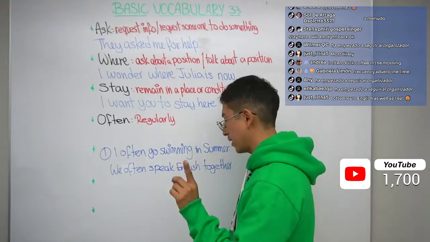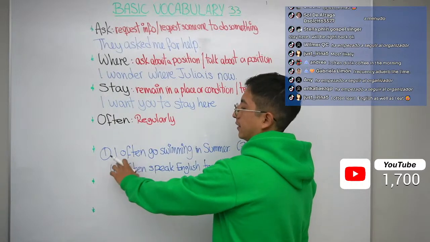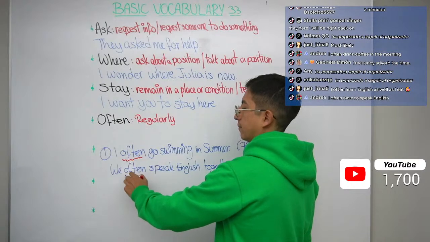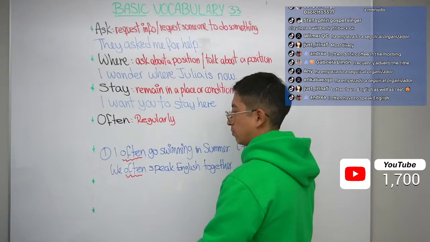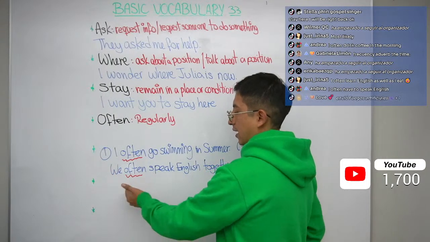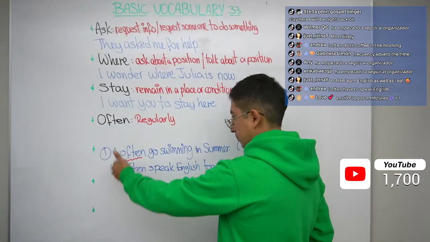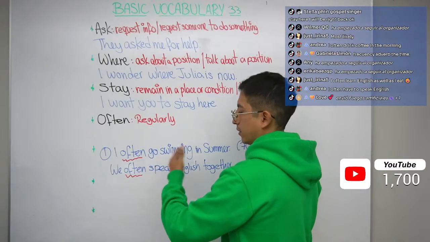We remember that in a positive way we use it here. The position is between the subject and the verb in this part. Between the subject and the verb. I often go, I often play, I often study.